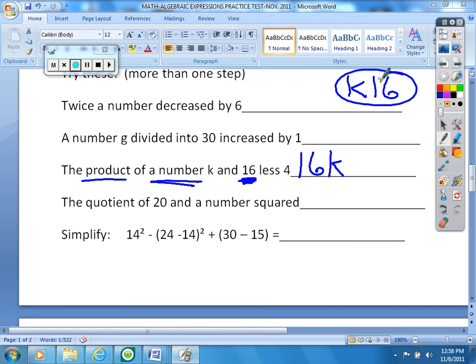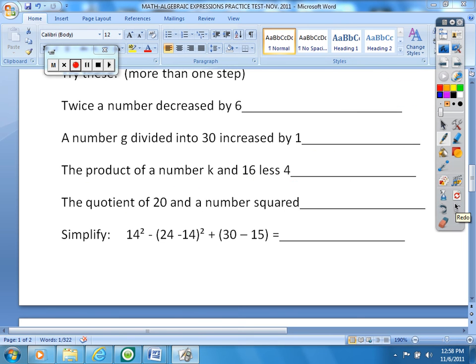I don't have k16s, I have 16 k's. So I don't have 2 dozen eggs. I have 2 dozen eggs, I don't have dozen 2 eggs. So the number comes first. So I've got 16k, the product of a number k and 16 less 4. Minus 4. Okay? Now, the next one's a little tricky, but once again, this is a practice test. This is the quotient of 20 and a number, so I'm going to do that.